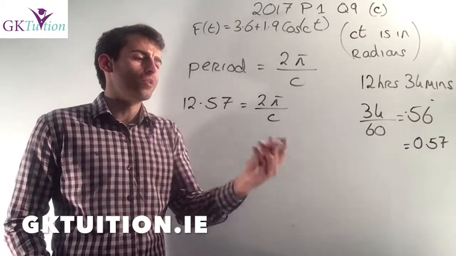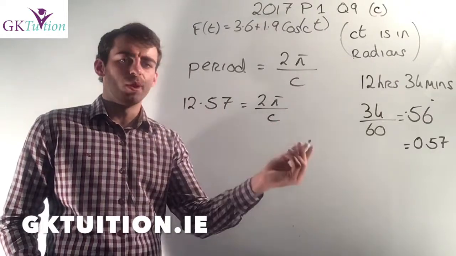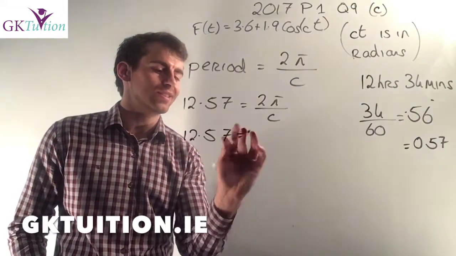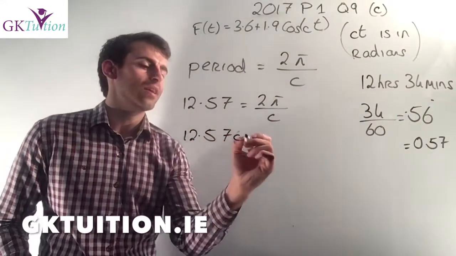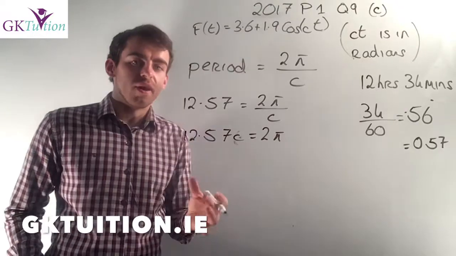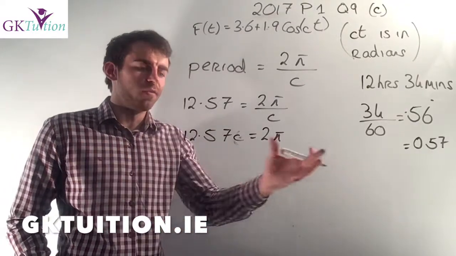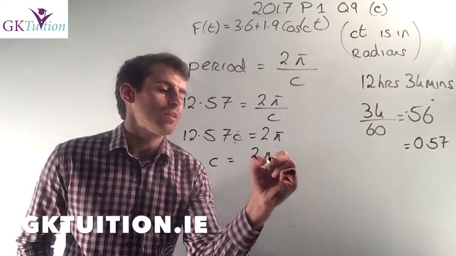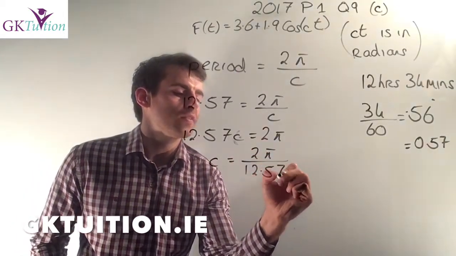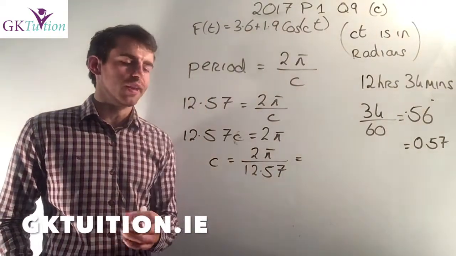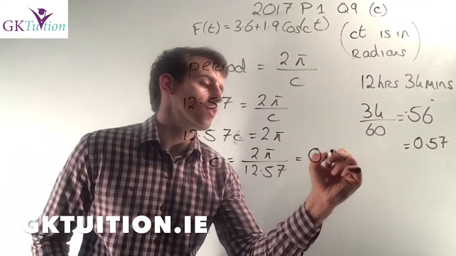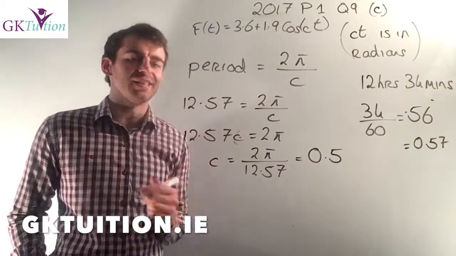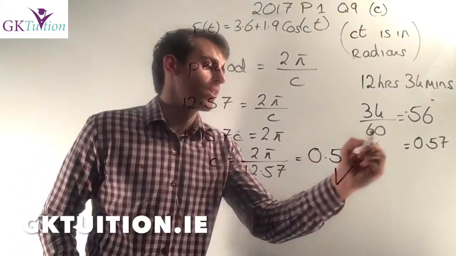I suppose the first thing I would do to get rid of my fraction is multiply both sides by c, and I'd get 12.57 c is equal to 2 pi. And now obviously I want to get c on its own, so I'm going to divide both sides by 12.57, which means I get c is equal to 2 pi over 12.57. And if you plug that into your calculator, to one decimal place, you get 0.5. And the question was to prove or to show that c is equal to 0.5. So I've proven what they asked me to do.